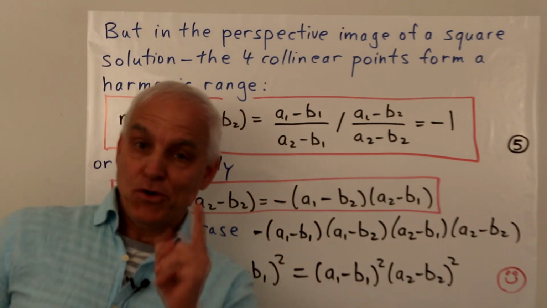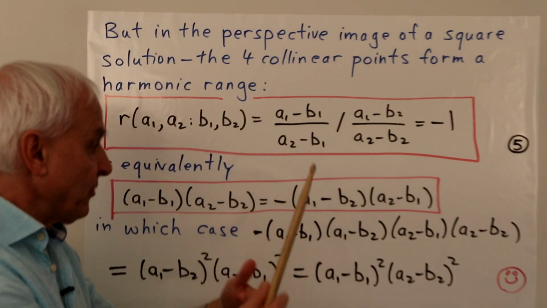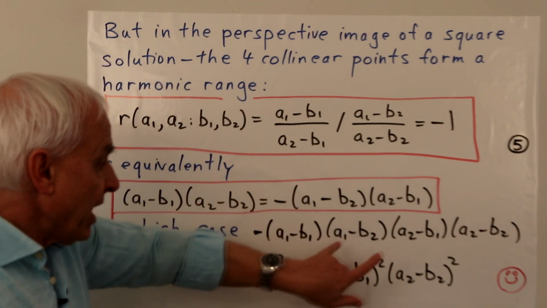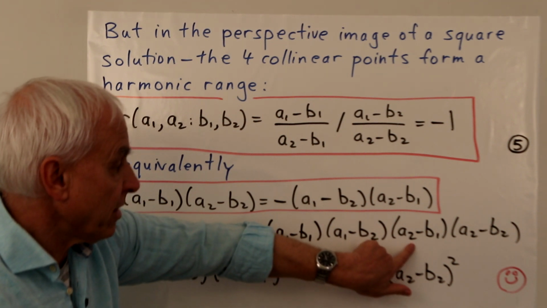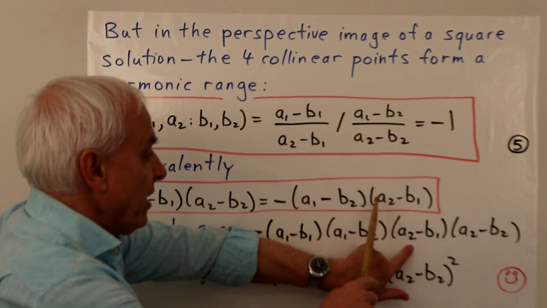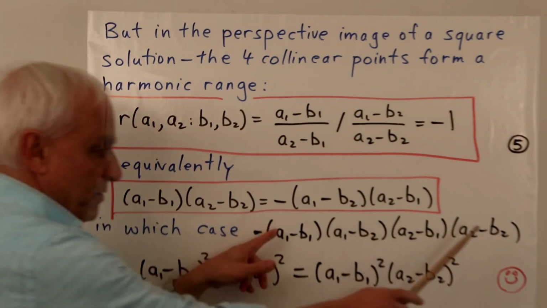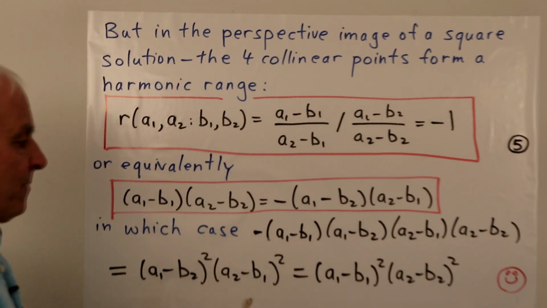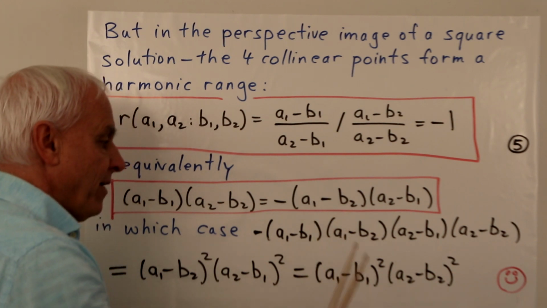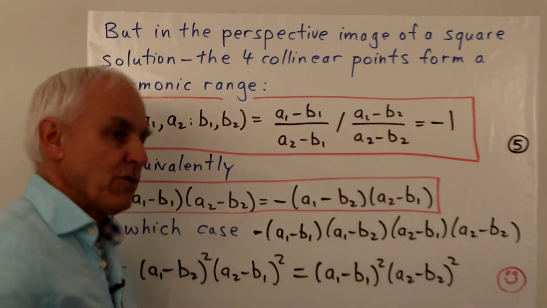Or another thing that we could have done is the substitution the other way. We could have replaced these two terms, their product, which is the right-hand side here, with minus this thing here, which are the other two terms. And then we would get A1 minus B1 squared times A2 minus B2 squared.